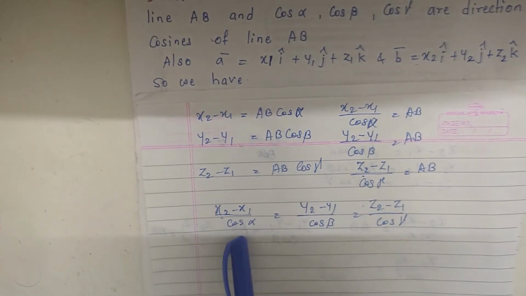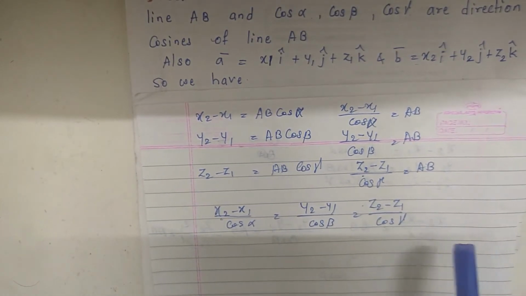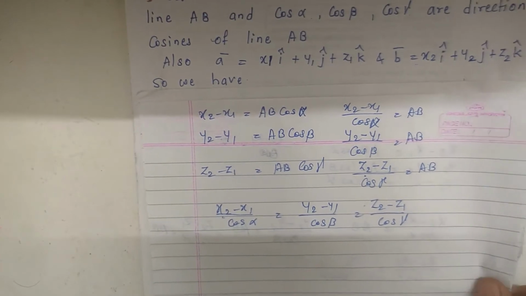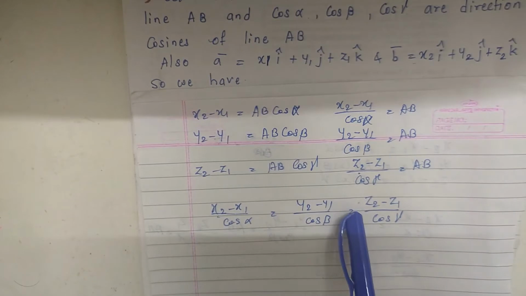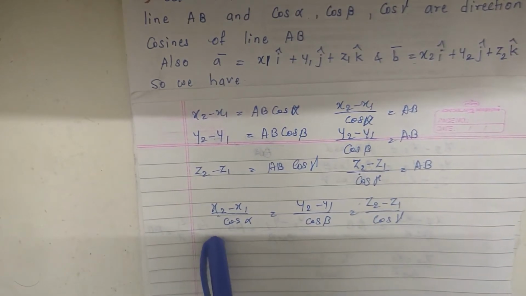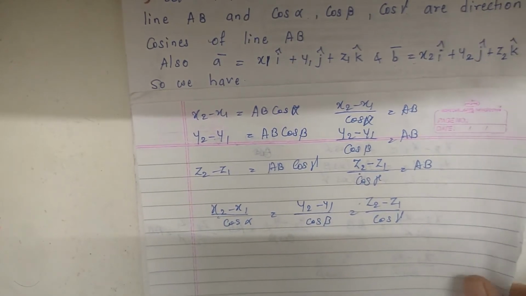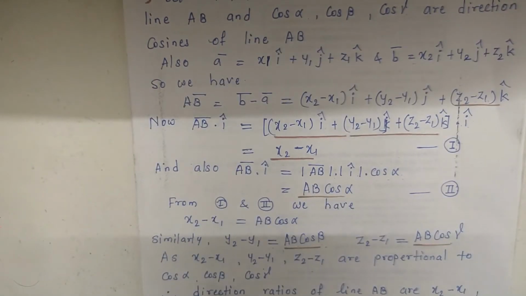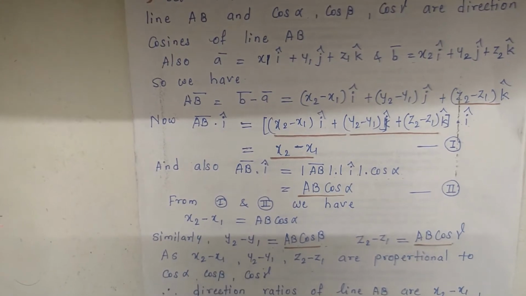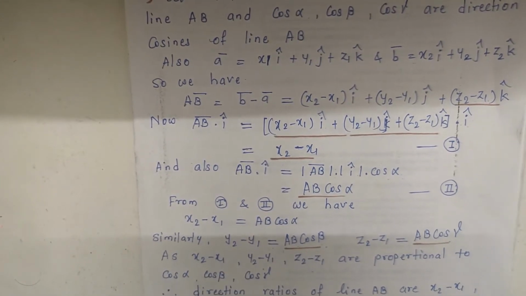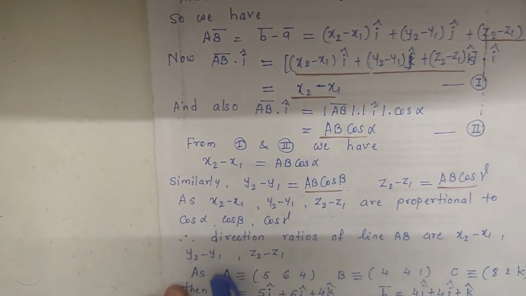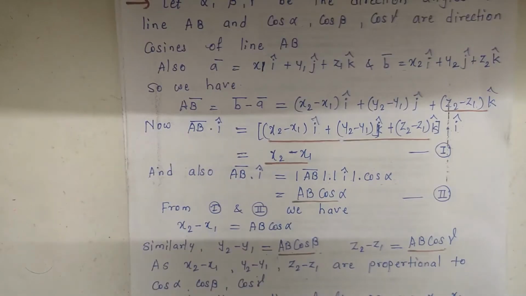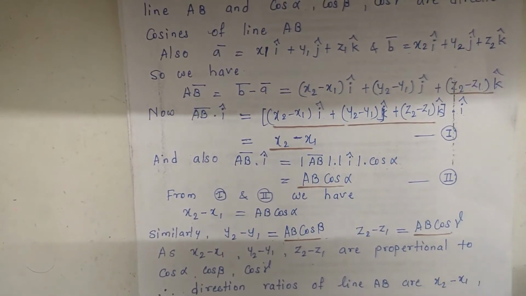So we can write these ratios are equal, and from this we can say that these values x2 minus x1, y2 minus y1, z2 minus z1 are proportional to the direction cosines. So we can say that the direction ratios of line AB are x2 minus x1, y2 minus y1 and z2 minus z1.